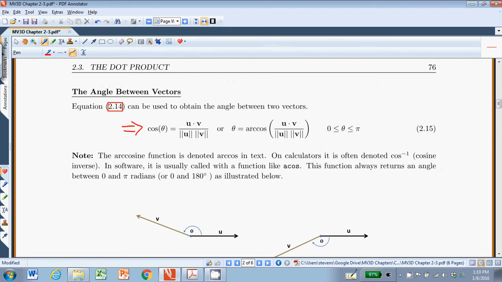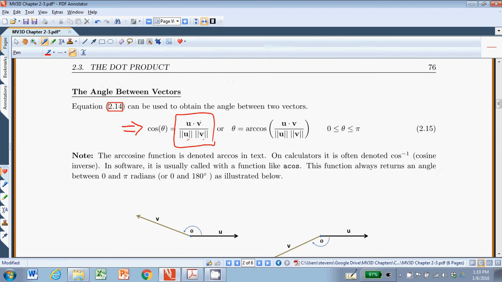And what that reveals, just dividing by size u, size v on both sides, is that the cosine of the angle between these two vectors can be determined algebraically. In other words, without any trig, right? So if you take u dot v divided by the product of their sizes, of their lengths, you get the cosine of the angle between them. And that turns out to be very, very handy.